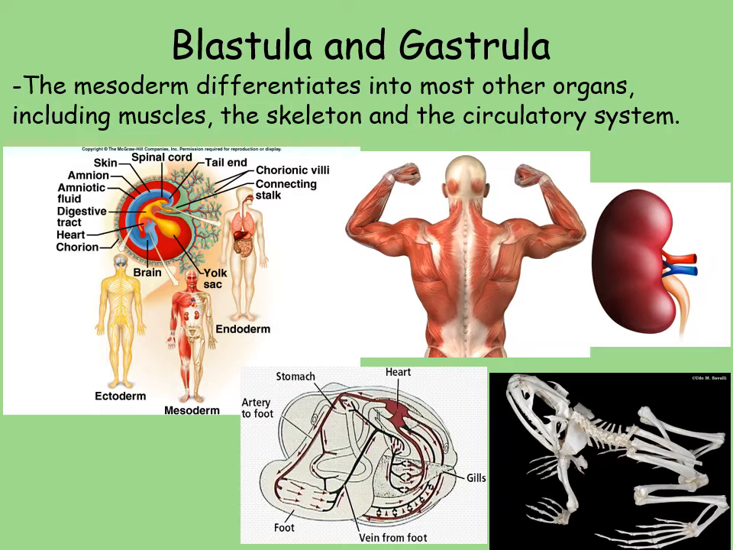The mesoderm is basically everything else. So most other organs in your body, like your kidneys, your muscle system, your skeleton, and your circulatory system, all of those structures develop from the mesoderm.